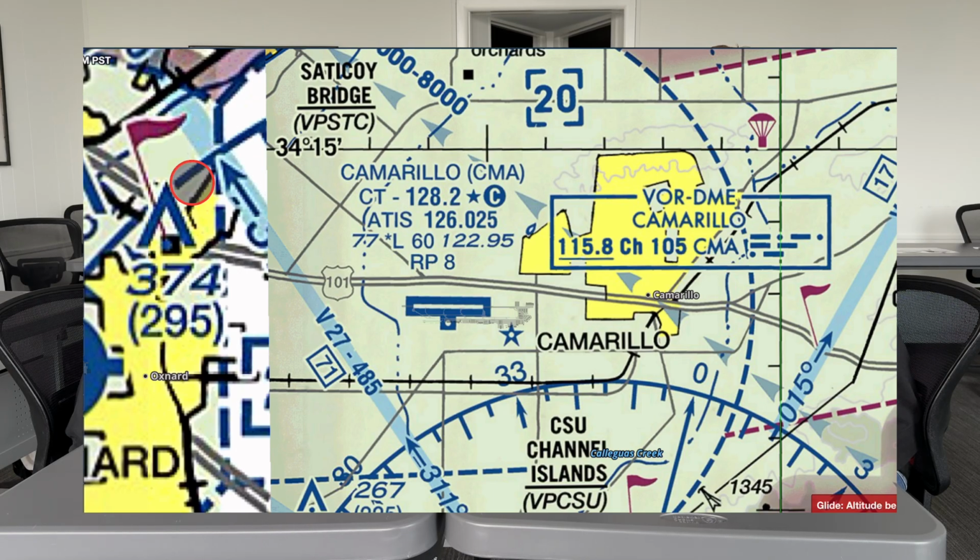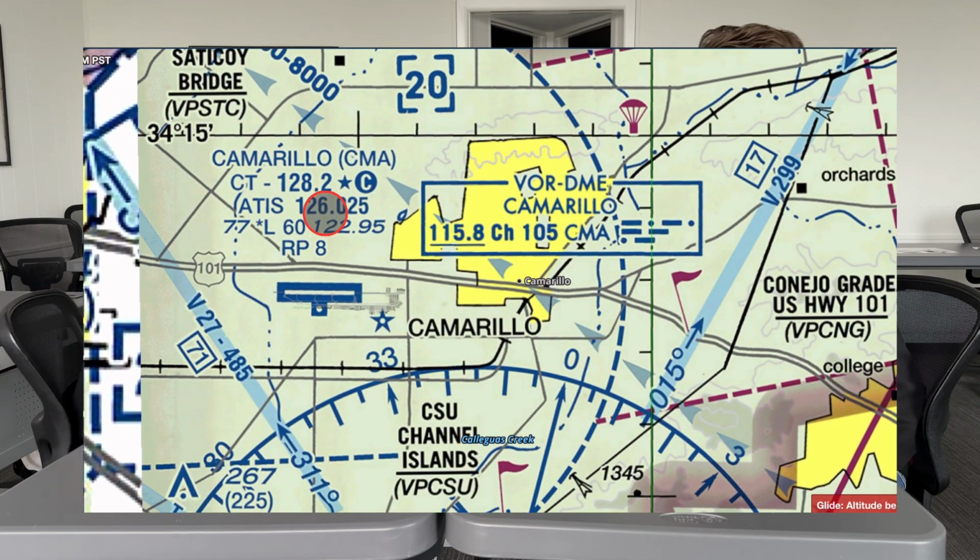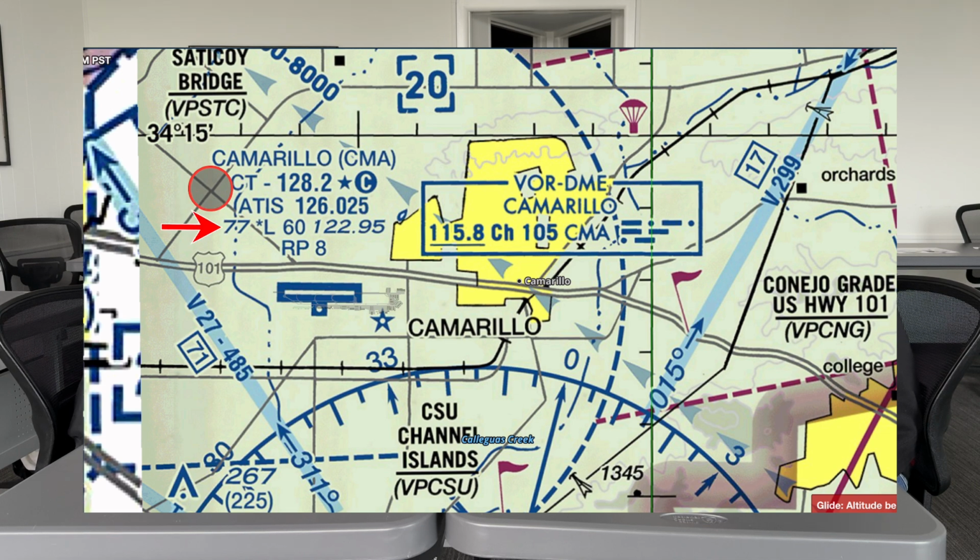All right. Just a quick look at Camarillo. Can you tell me a little bit about this airport? So Camarillo, the code for the airport is Charlie Mike Alpha. Control tower's frequency is 128.2. The CTAF is also the same thing. ATIS is 126.025. The elevation for the airport is 77 feet.